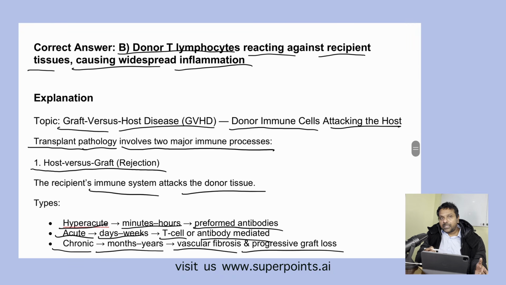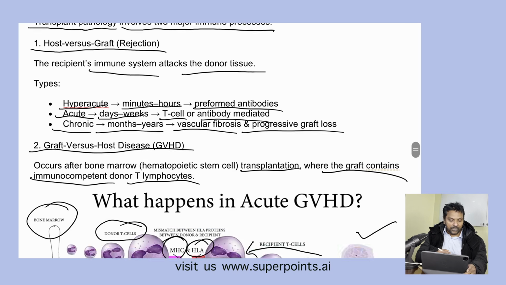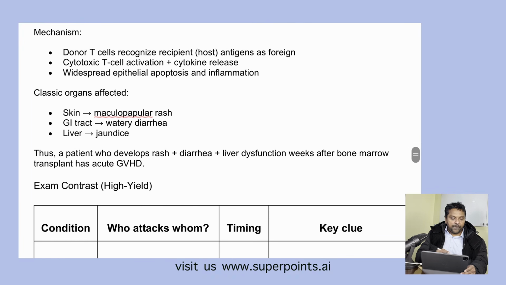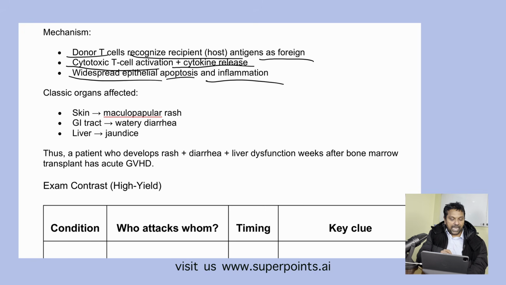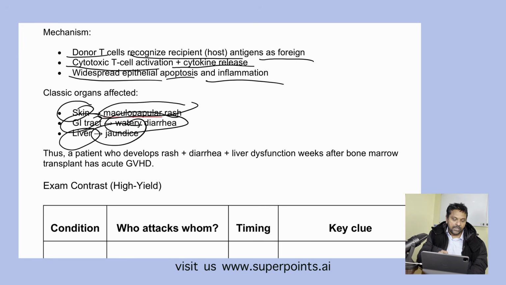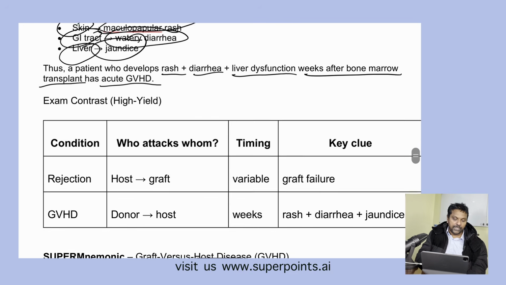The pathogenesis is donor T lymphocytes reacting against recipient tissues, causing widespread inflammation. So that is the mechanism. Donor T cells recognize the recipient as foreign. Cytotoxic T cell activation and cytokine release happen, with widespread epithelial apoptosis and inflammation. The classic organs: skin causing maculopapular rash, GI tract causing watery diarrhea, liver causing jaundice. A patient who develops rash, diarrhea, and liver dysfunction weeks after bone marrow transplant has acute GVHD.